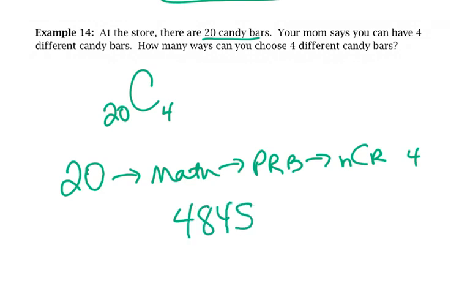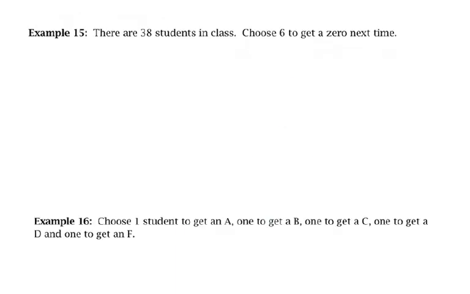Now, just to show you, if we would have done 20P4, and so we said a Snickers and then a Twix is different than a Twix then a Snickers, you're going to get a lot more combinations there. So a lot of ways that you could do that. But it's not a permutation because the order does not matter.